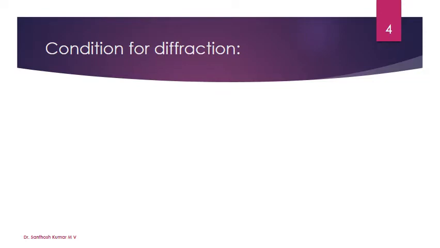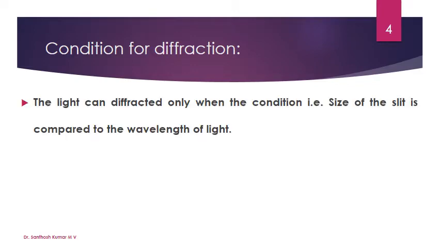So what is the condition for diffraction? The first condition is very important, and it is very simple. The light can diffract only when the size of the slit is comparable to the wavelength of light. This is the only condition based on which diffraction occurs in the geometrical shadow.